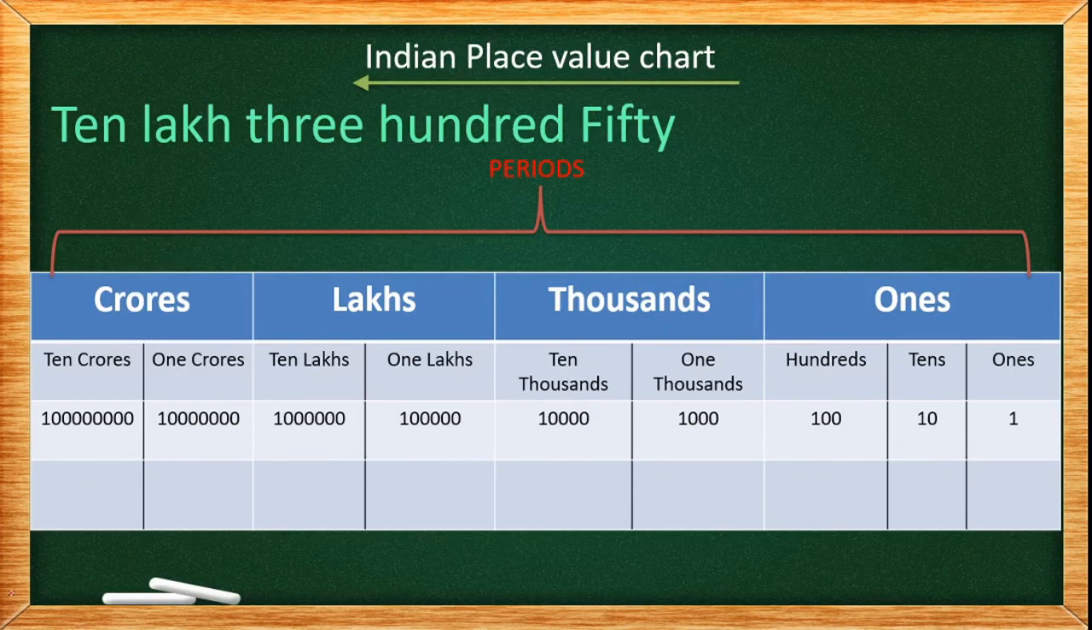Next number is 10,350. Here we have 10 lakh. So in lakhs place, 10 lakhs place 1. Lakhs place 0. Then in 10,000s place 0. In 1000s place 0. And we have 300. Then 5 tens. Then 0 ones.